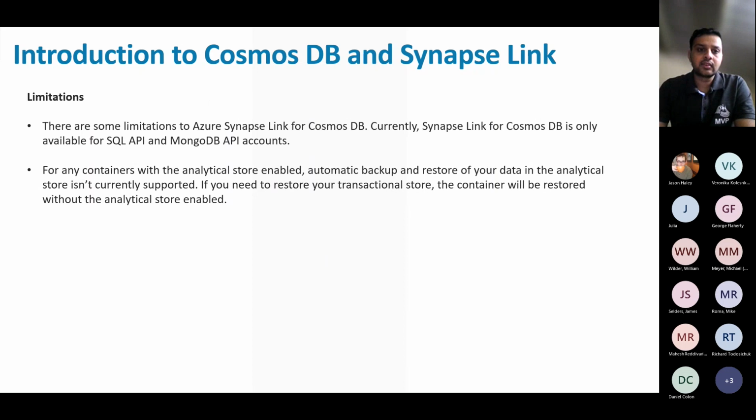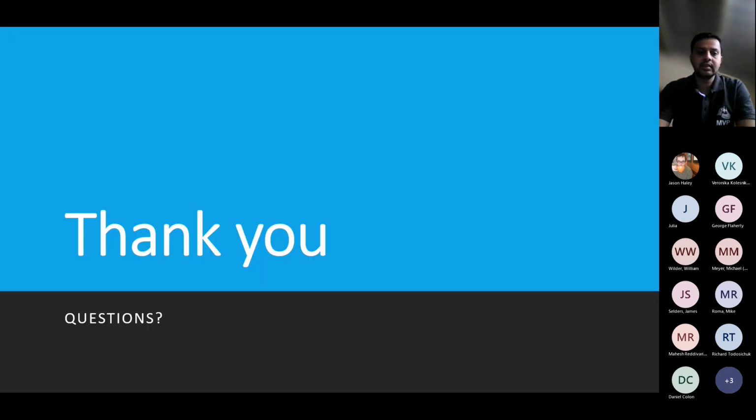There are also some limitations of using this feature. One limitation is that currently Synapse Link for Cosmos DB is only available for the SQL and MongoDB APIs. We cannot use it for the Cassandra API and Gremlin API offerings of Cosmos DB. For any containers with the analytical store enabled, automatic backup and restore of data is not currently supported. So if there is a need to restore the transactional store, then the container will be restored without the analytical store enabled. That is one of the limitations.